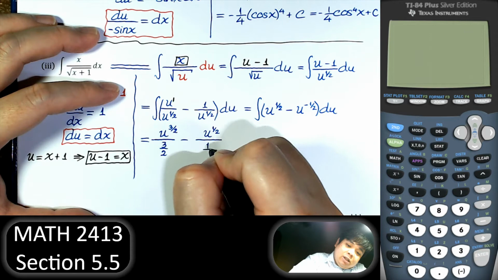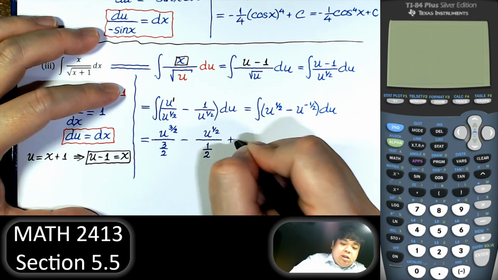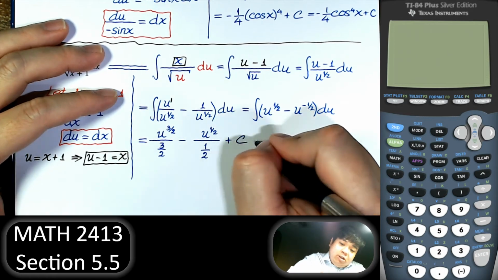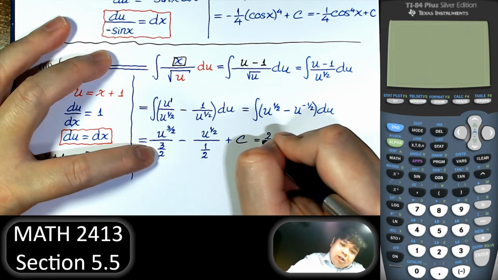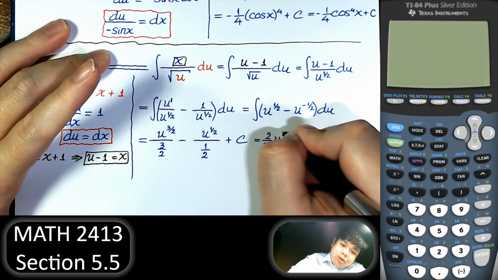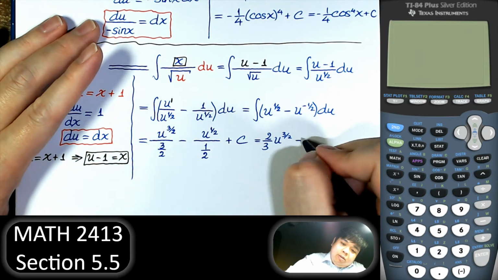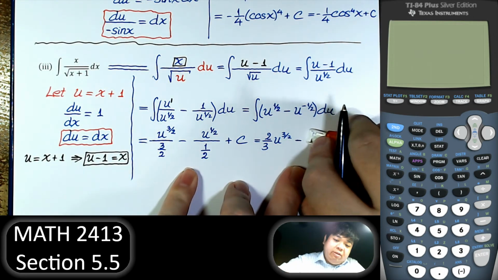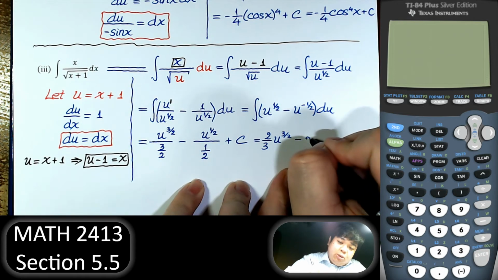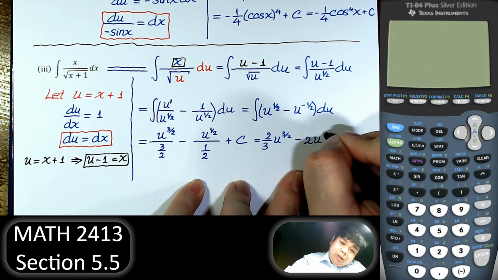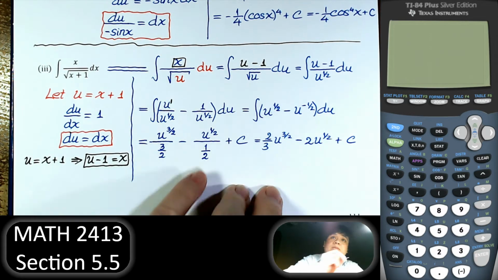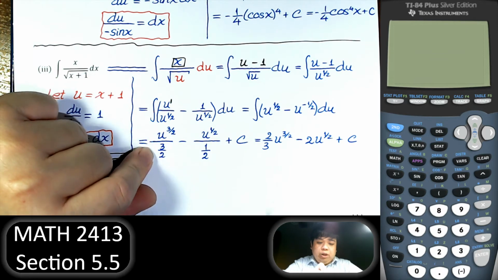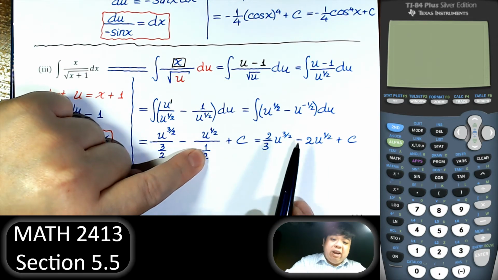Divide by the same thing as the power, the exponent, plus c. Divide by a fraction is multiply by the reciprocal. So we're going to have 2/3 u to the 3/2 minus, divide by 1/2. The reciprocal of 1/2 is 2 over 1, or just 2, u to the 1/2 plus c. To flip, the 3/2 becomes 2/3, and the 1/2 becomes a 2.